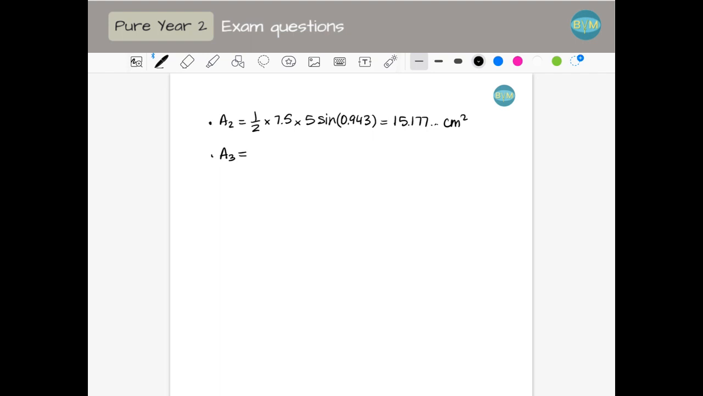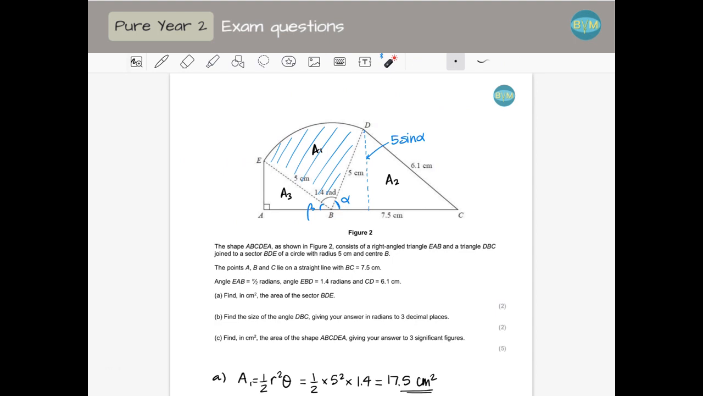Beta is going to be pi radians minus 1.4 minus 0.943, and this is 0.799 to 3 decimal places. They ask us to round to that, so let's keep that in radians. So that's the angle. And so for A3, we can find first the two sides, or just use them straight away in the formula. So let's find them first.